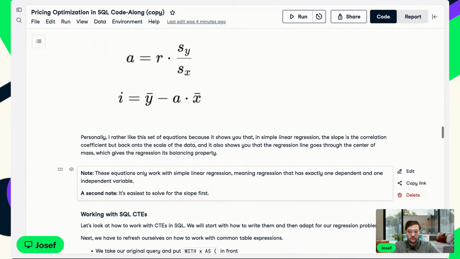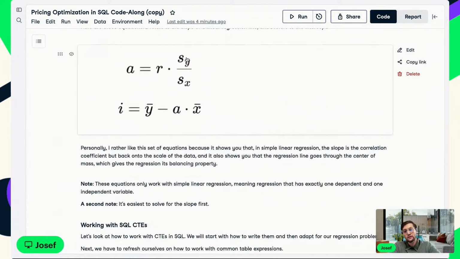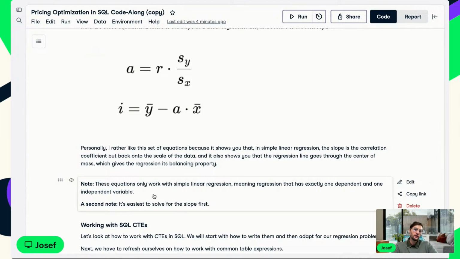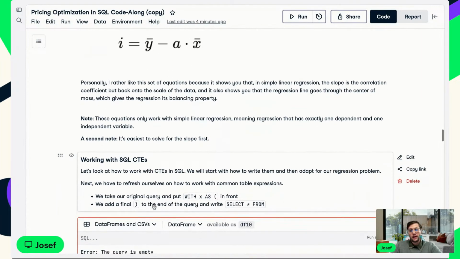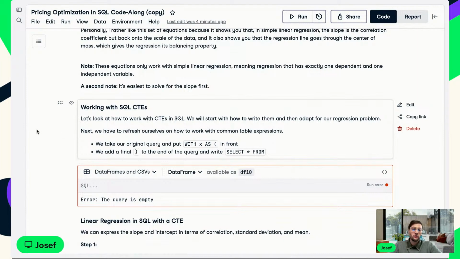Okay, so now we're going to find the coefficients for simple linear regression, but the first thing I wanted to try here in this code along is to do a refresher on common table expressions. If you're not familiar with common table expressions, I'll start from the beginning. Here we have our instructions. We just want to take our original query where we select price and quantity sold from our data set, and then we're going to refactor it into a common table expression. So I'll show you exactly how to do that.